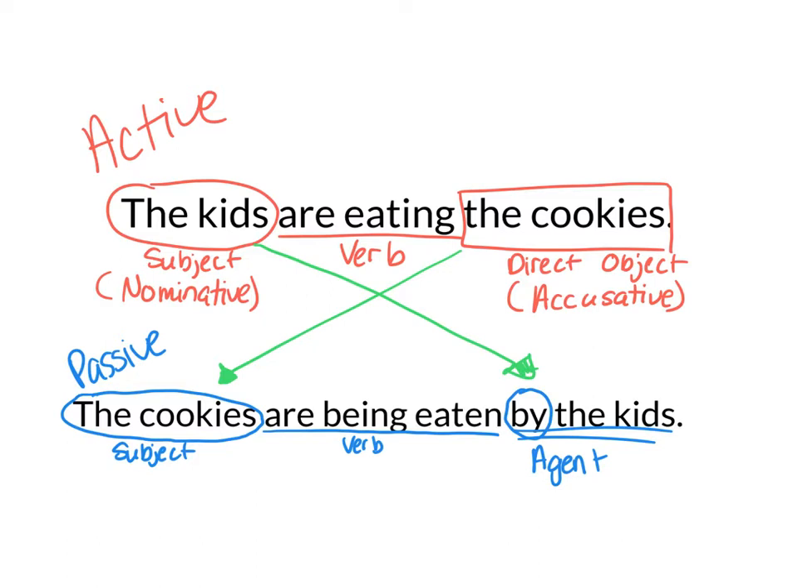To make the passive voice in English, we use the verb to be, and then the past participle of the main verb of the sentence. So the verb to be is your helping verb or your auxiliary verb in the sentence, are, and eaten, that is your past participle, your past tense verb.